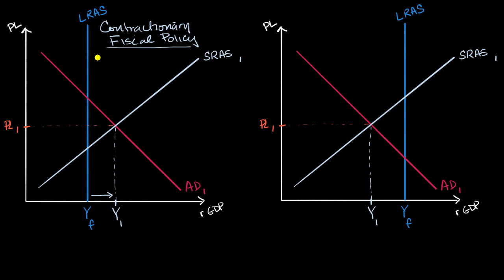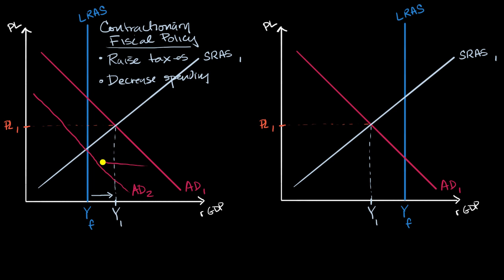Well, with contractionary fiscal policy, you could raise taxes. That would decrease aggregate demand. Or you could decrease spending. If you think about what it would do to these curves, it would shift our aggregate demand curve to the left. The goal would be to get back to our long-run equilibrium. So you would want to get to this aggregate demand curve 2 through your contractionary fiscal policy.